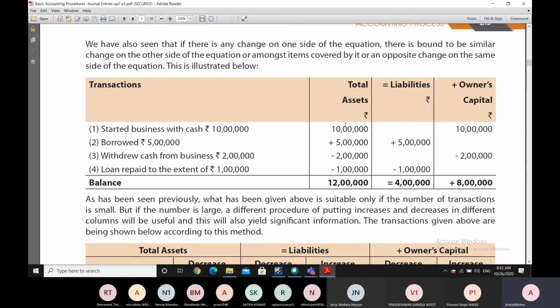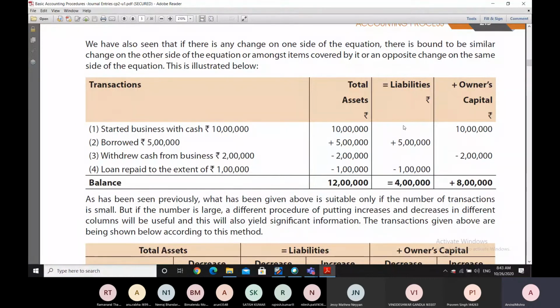So cash account being part of the assets, his assets will increase by 10 lakh and his capital would also increase by 10 lakh. Nothing will happen to the liability, because as I said, every transaction will lead to a change in 2 out of the 3 categories, out of assets, liabilities and capital. So in this first example, where cash is being introduced in the capital account, the assets are being affected and capital is being affected.